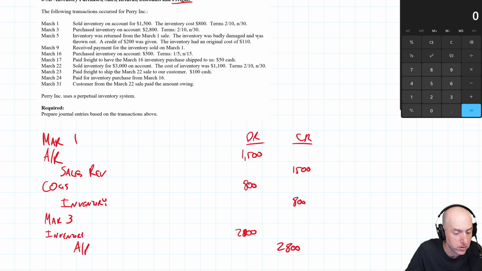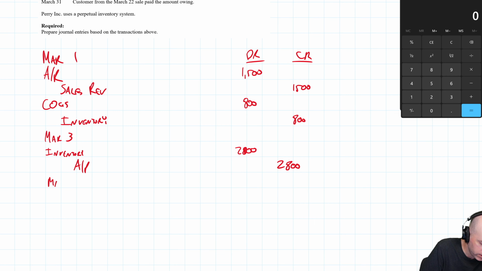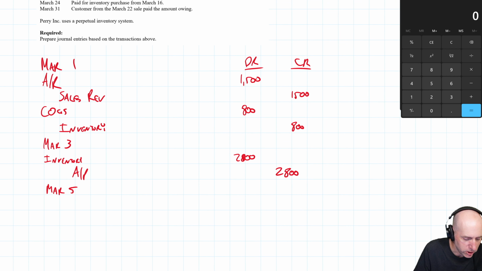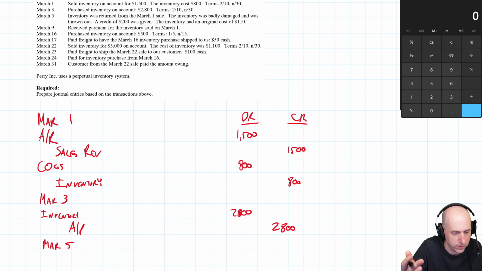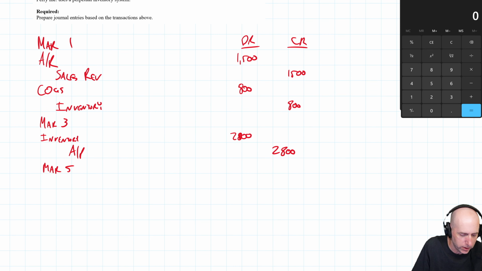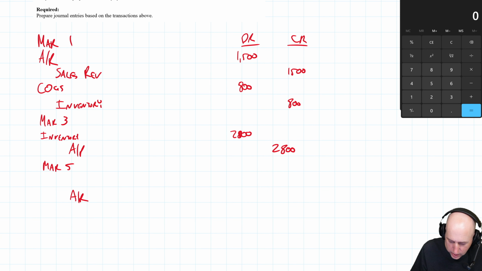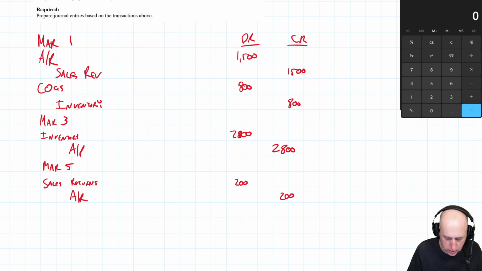March 5th, inventory was returned from the March 1st sale. The inventory was badly damaged and was thrown out. A credit of $200 was given. The inventory had original cost of $110. Okay, so on March the 5th, the person makes a return. When they make a return, I'm going to credit their account if I give them credit, right? You make that assessment at the time, but we're saying, yeah, we're going to credit your account for $200 because of this bad inventory. So I credit AR $200. They don't have to pay. They owed us $1,500. Now they only owe us $1,300 because we're taking $200 off the bill. And the debit here is to this sales returns account, $200.